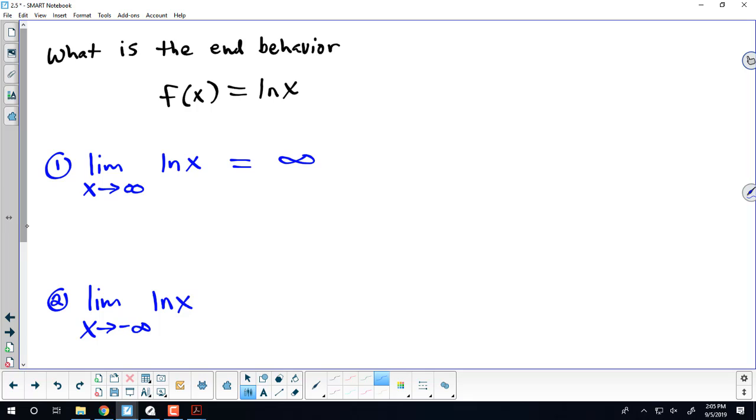Up until this point, we've seen end behaviors at infinity and negative infinity. But it depends on the function, right? The domain for the natural log of x doesn't include large negative numbers, so there's nothing to approach in that sense. There's no function for large negative numbers.